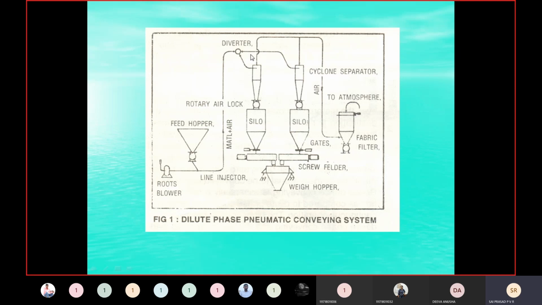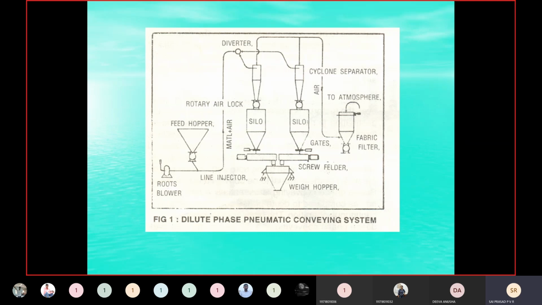The other part, whichever is coming, will go to the second cyclone separator, and from there to the silo, and the same process will continue. The gas which is rising from here is now sent to the fabric filter. If you have a Eureka Forbes vacuum cleaner, it is nothing but a fabric filter. The pure form of a fabric filter is the Eureka Forbes vacuum cleaner.